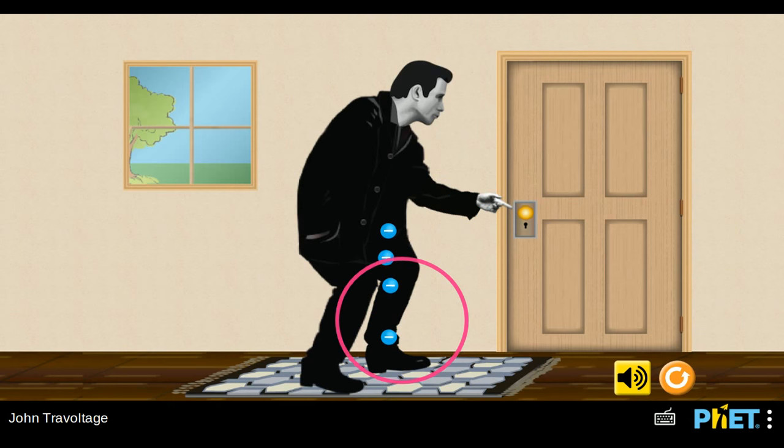Great! Now you understand what static electricity is and why it happens. Just a reminder, static shock is caused when two objects are trying to reach a balance due to an imbalance of electrons.